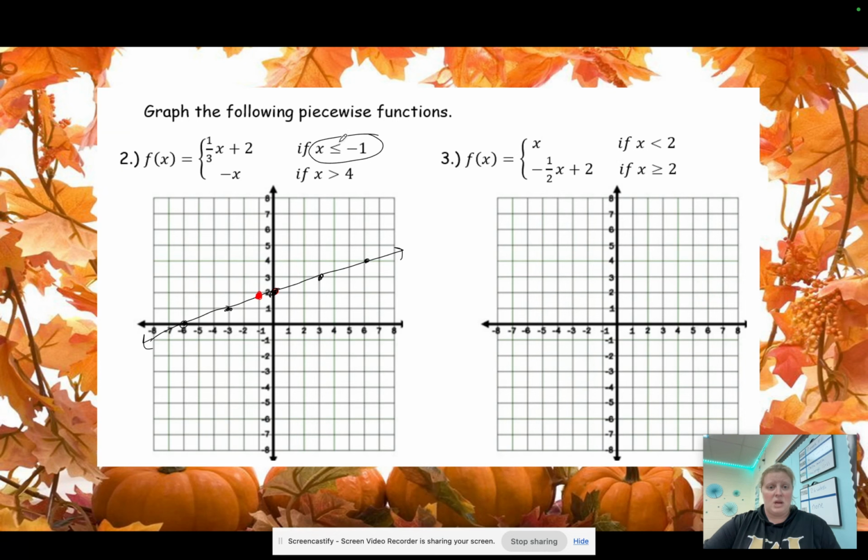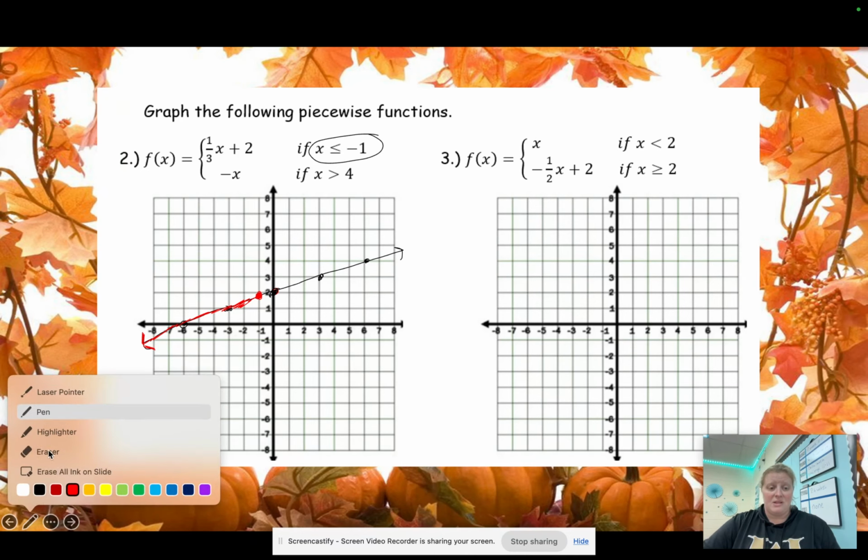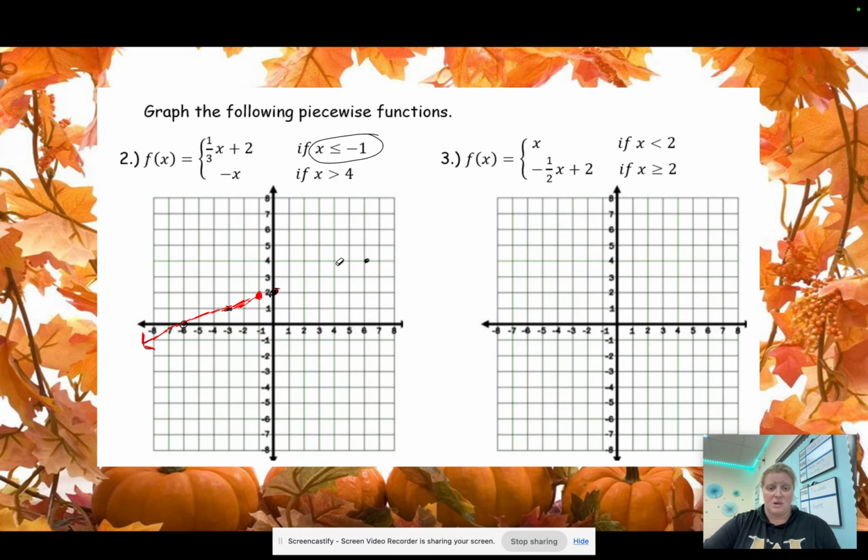Now because it's pointing towards the left, it's the less-than symbol, I want to shade the left side. So I'm just going to shade over that portion of the line. That means I need to pick up my pencil and erase the rest of my line. So none of this stuff is going to be here anymore.